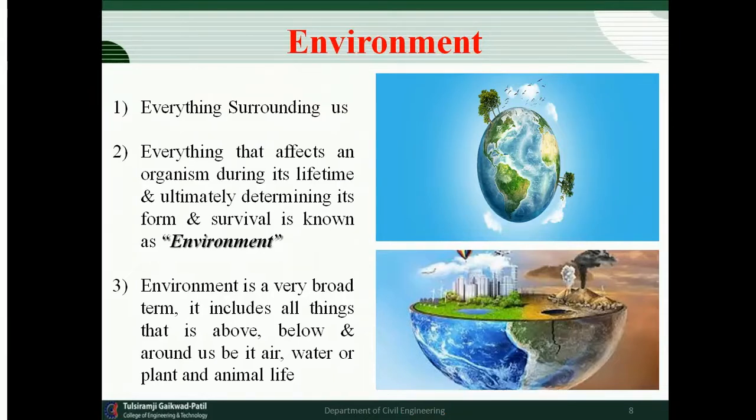So, basically, the environment is the key to the existence of life on Earth, but there is a drastic environmental change due to global warming, excessive pollution, industrialization, etc. The natural environment is a gift of nature, and we need to conserve it for the benefit of life in the future. Environment is a very broad term which includes all things that is above, below and around us, be it air, water, plant and animal life.